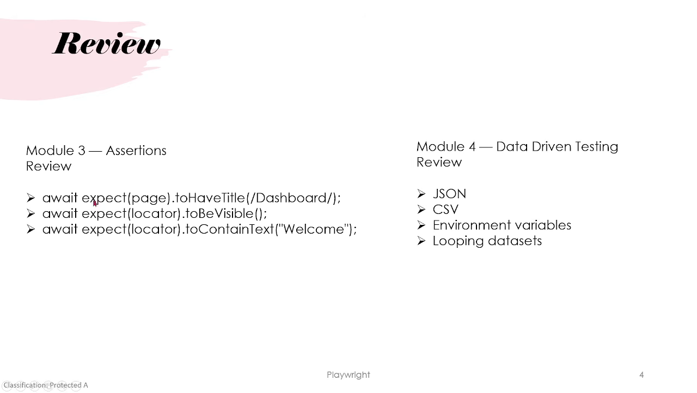Module 3, Assertions. Await expect the page to have the title. Expect the locator to be visible. Await expect locator to contain text welcome. Module 4, data-driven test. Use JSON, use CSV files, use environment variables. Loop through the data set, use the same code, and run different data sets.